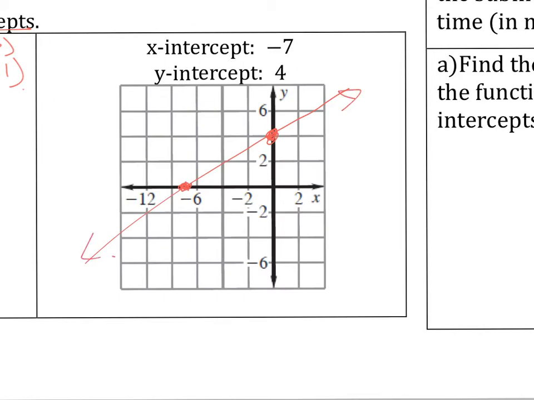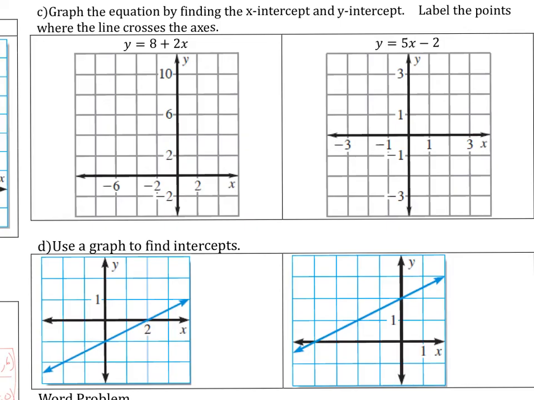And draw the line. Okay, let's see another variation of problems involving x and y intercepts. Graph the equation by finding the x and y intercept. Label the points where the line crosses the axes. Okay, so I'm just going to use a t-chart to represent my x and y intercepts. When x is 0, y is 8. When y is 0, x is -4.